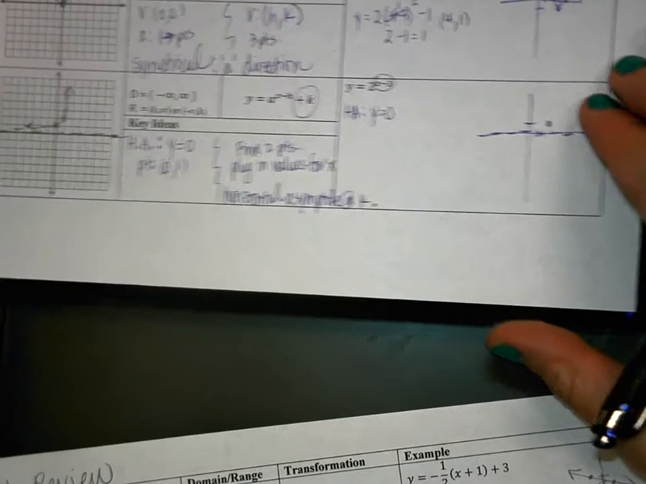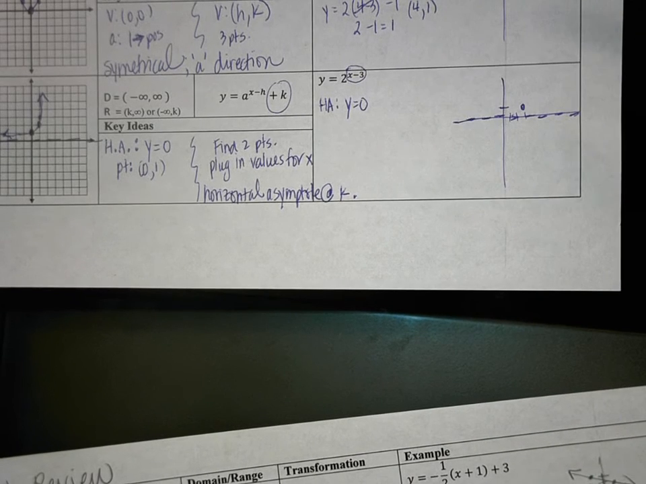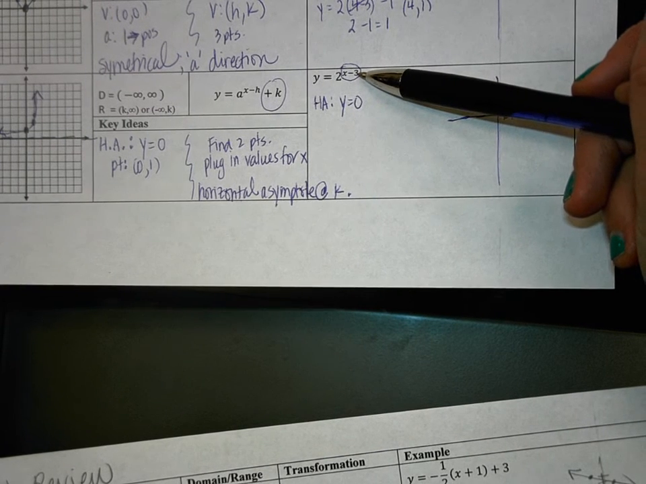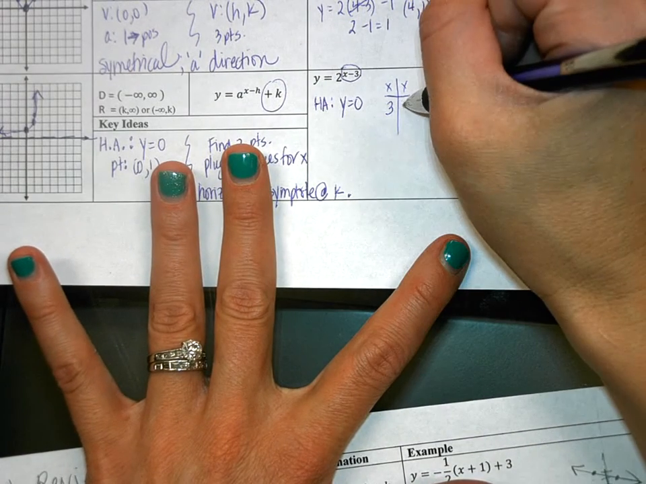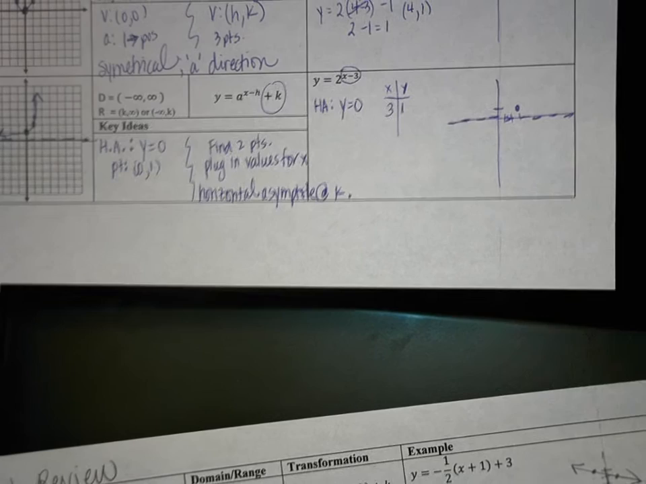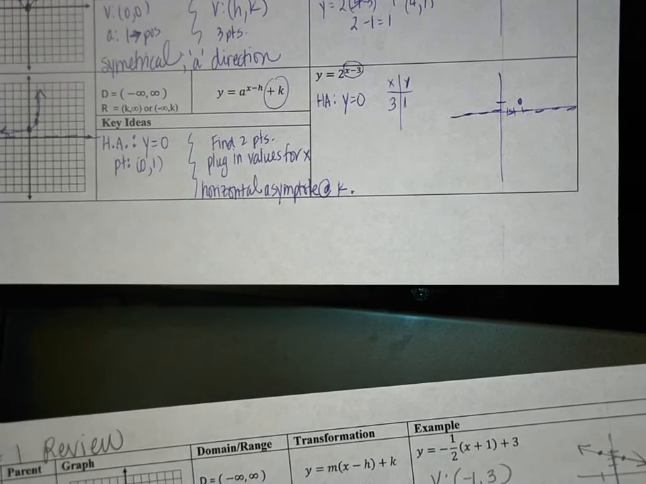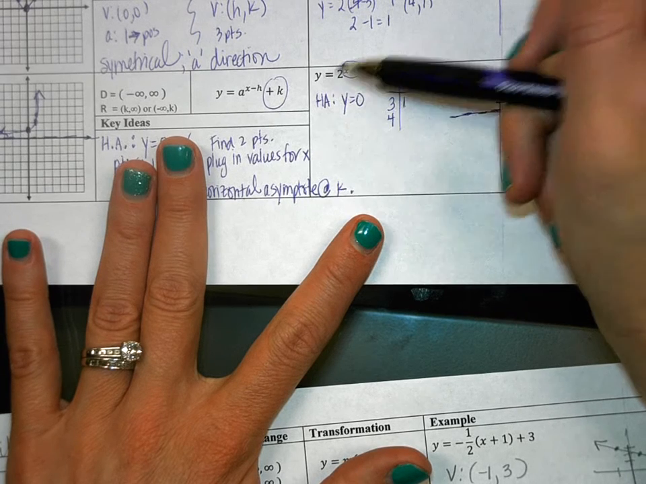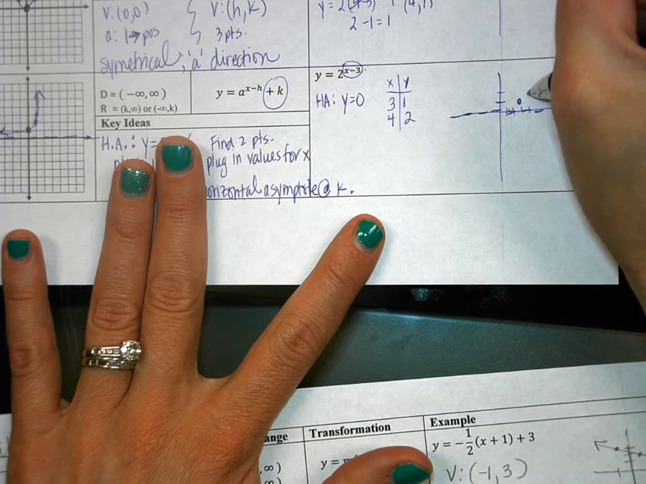If I were to plug in 3 for x, 3 minus 3 is what? 0, and anything to the 0 power equals 1. So it makes sense that when I plug in 3 for x, I get 1 for y. Then in order to graph, we need at least 1 more point. What would be a good value to plug in? 4. You could use anything, but 4 is great. So 4 minus 3 is 1, and 2 to the first power is 2. So we have a point at (4, 2), and then we just draw our L-shaped graph.